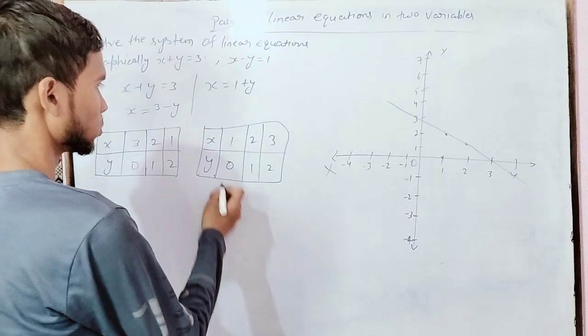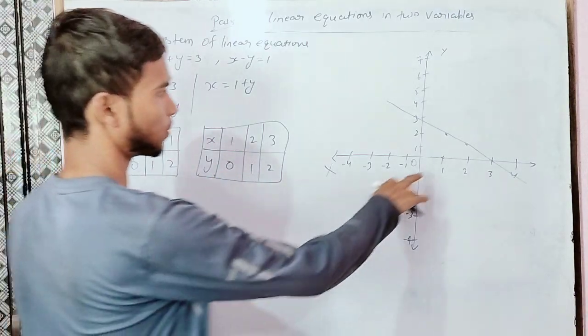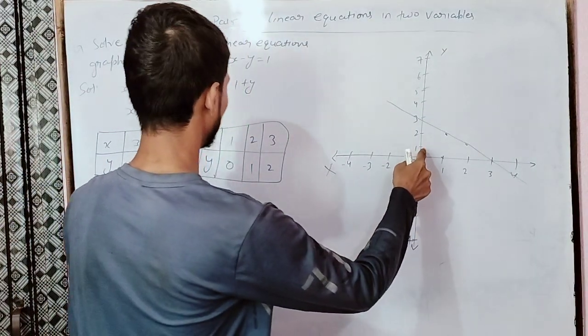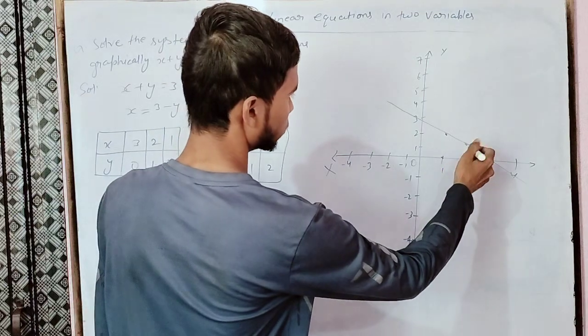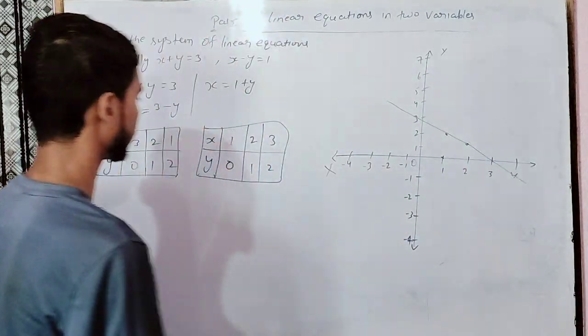Okay. Next is y as a 0. One point is here. Y is as a 1, and x as a 2. So the second point is coming exactly over here.